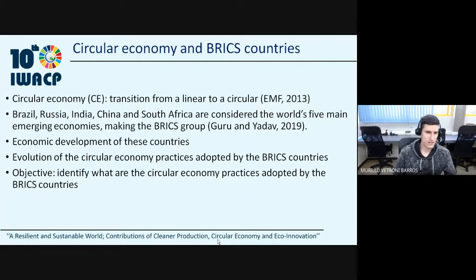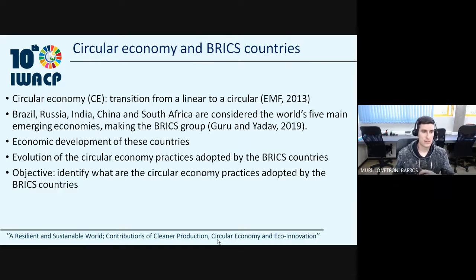Getting into context, the circular economy concept has been gaining attention worldwide, mainly with respect to the transition from a linear to a circular model. Brazil, Russia, India, China, and South Africa are considered the world's five main emerging economies, making up the BRICS group.